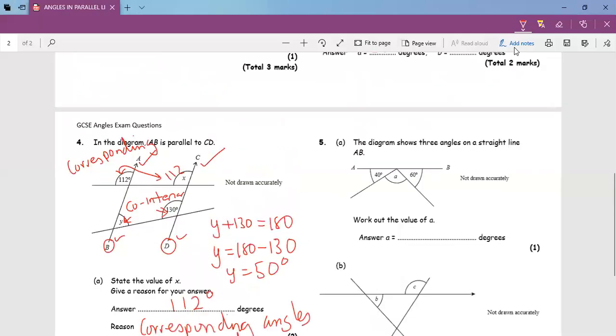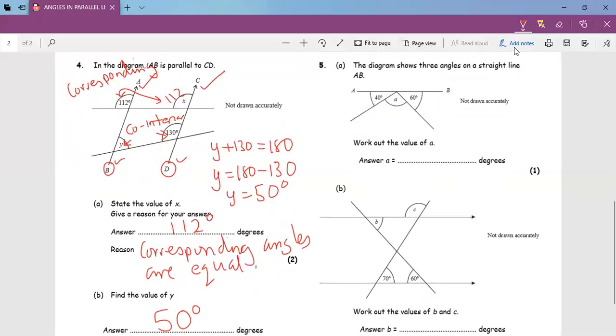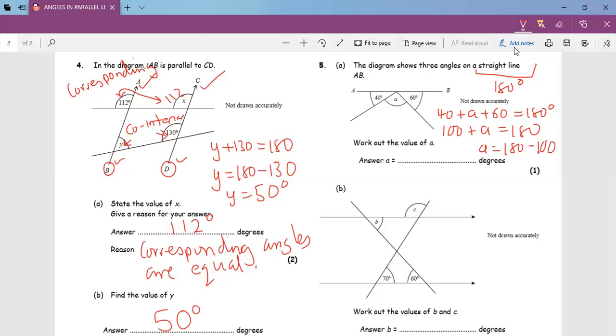Then we go to question number five. The diagram shows three angles in a straight line. So rule number one, if angles are in a straight line, it means they add up to 180 degrees. So this means 40 plus A plus 60 will always be equal to 180 degrees. And this means 100 plus A is equal to 180. So A will be 180 take away 100, and our A will always be 80 degrees.